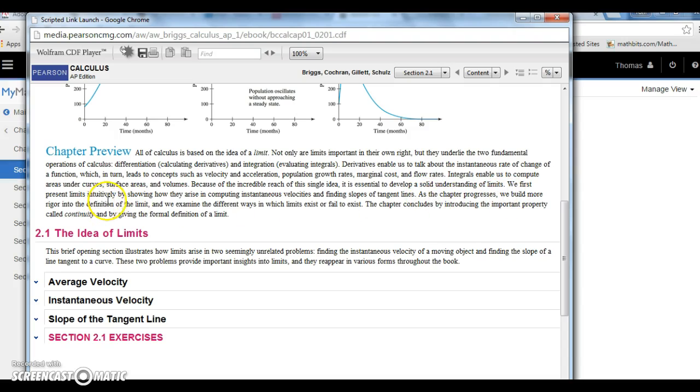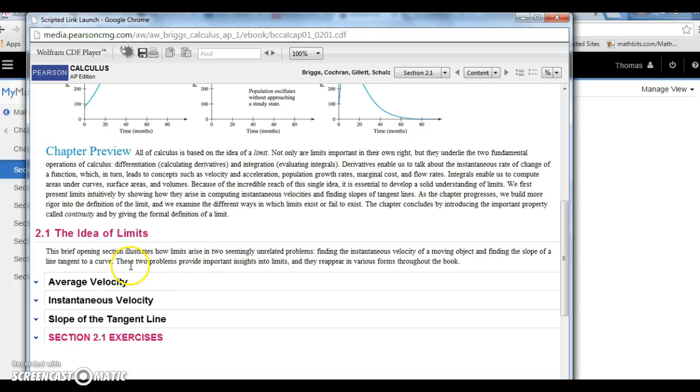We first present limits intuitively by showing how they arise in computing instantaneous velocities and finding slopes of tangent lines. Okay, you should know what a tangent line is in calculus, hopefully. As the chapter progresses, we build more rigor into the definition of a limit, and we examine the different ways in which limits exist or fail to exist. The chapter concludes by introducing the important property called continuity and by giving the formal definition of a limit.